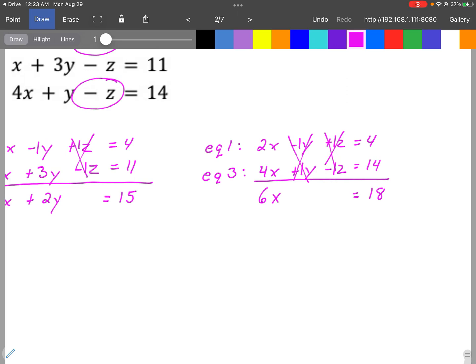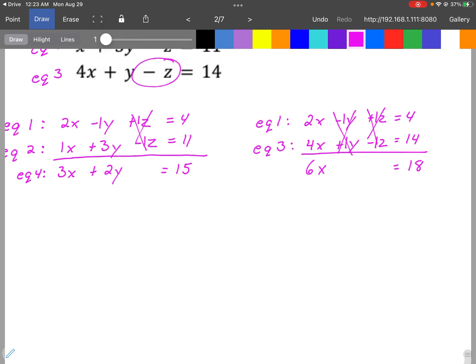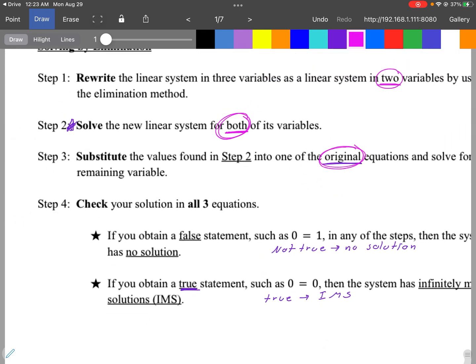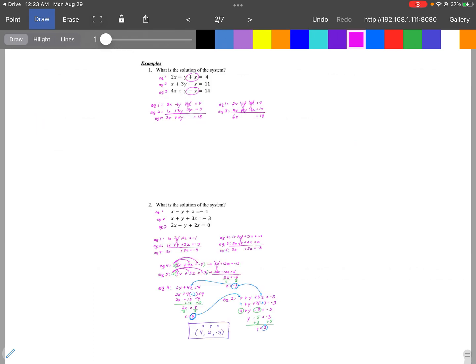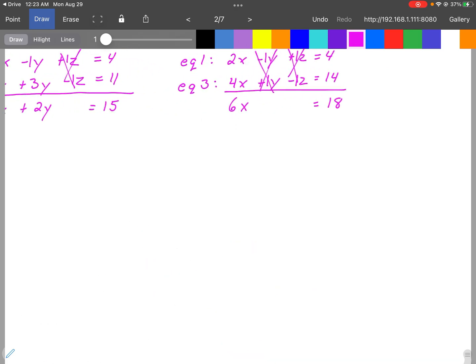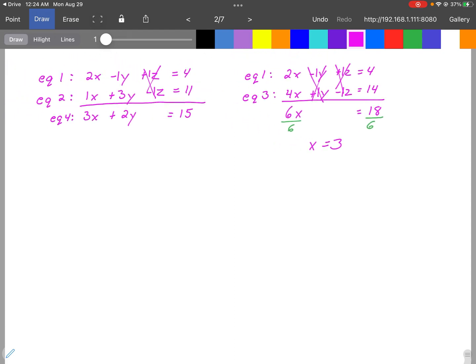Now, because 2 of our variables canceled, that means we can actually go ahead and just solve for x right now. I don't have to write a new 2x2 system to solve using the step 2 that we talked about up here. So step 2 is going to be shortened because 2 of my variables canceled, which makes it very easy to go ahead and solve for x right here. Now, in order to solve for x, all I have to do is divide by 6. So that's going to give me x equals 3.